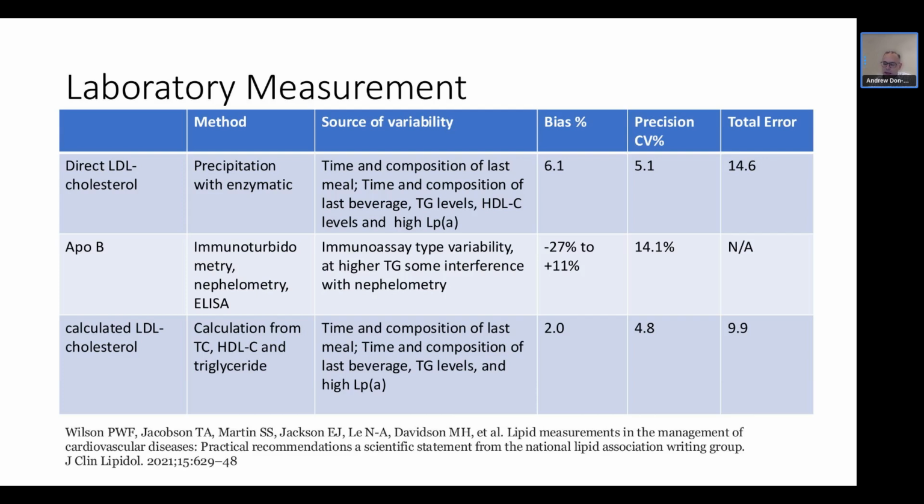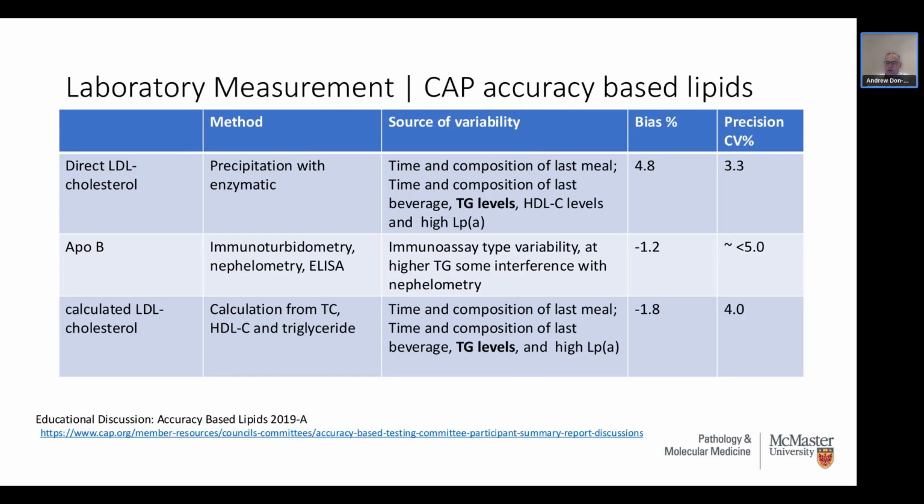For ApoB, they came up with quite a wide range in bias, from minus 27% to plus 11%, so a big range in the bias with poor precision, and the calculated LDL cholesterols looked pretty good from a bias and precision perspective. I took the liberty to talk to Dr.